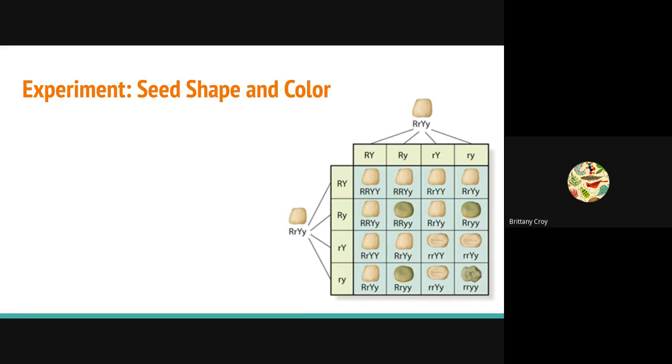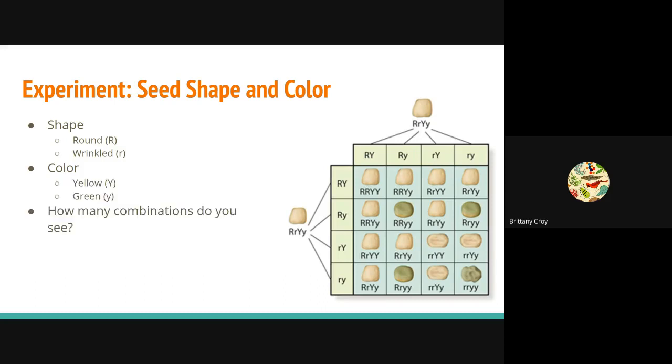I'm going to look at one more example, and this time we're going to study two traits at the same time, seed shape and color. So the shape can either be round or wrinkled, and the round trait is dominant, and the seed color can either be yellow or green, and the yellow trait is dominant.